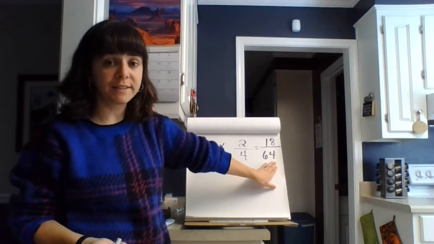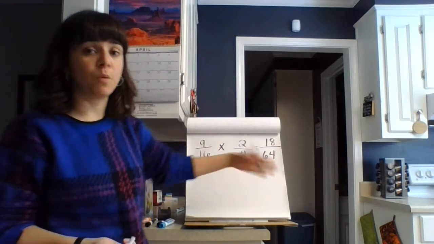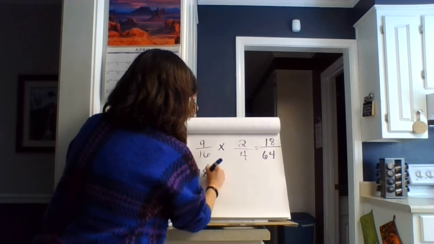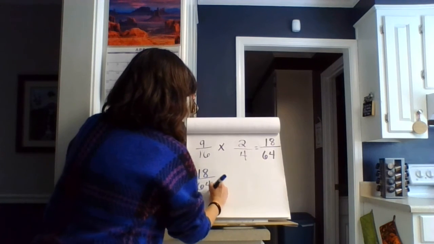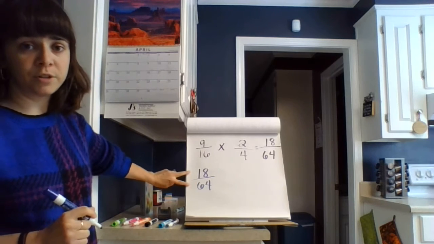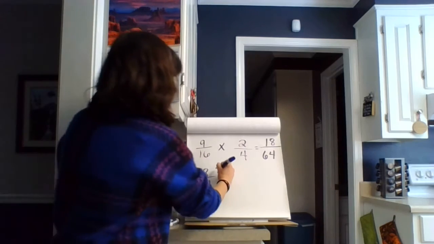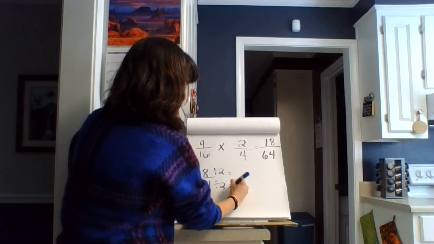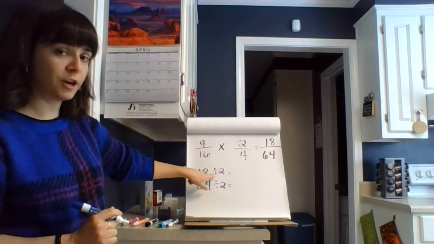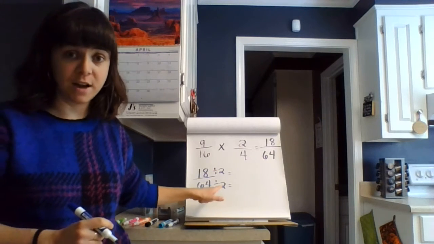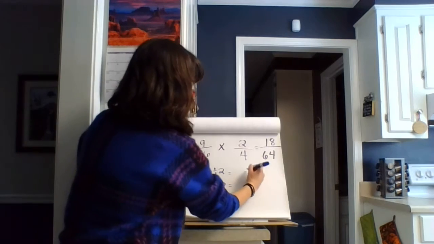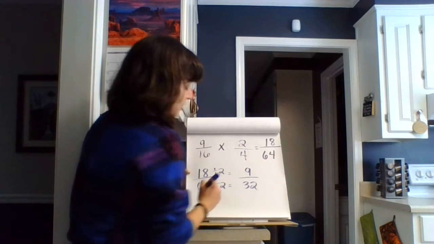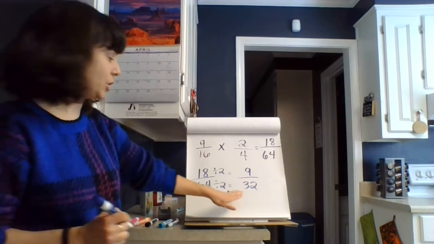Now, that is a correct answer, but I want to simplify. I want it in the simplest form. So I have 18/64, and I know that they're both even numbers, so I'm going to start and divide by 2. Remember, whatever I do to the top, I need to do to the bottom to make it fair. So if I divide my numerator by 2, I also have to do that to the denominator. 18 divided by 2 is 9. 64 divided by 2 is 32.